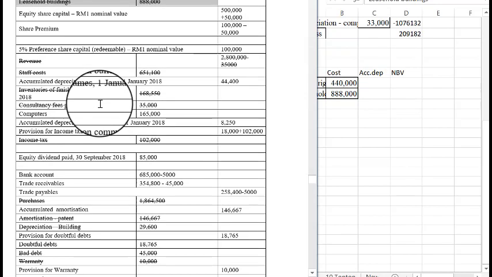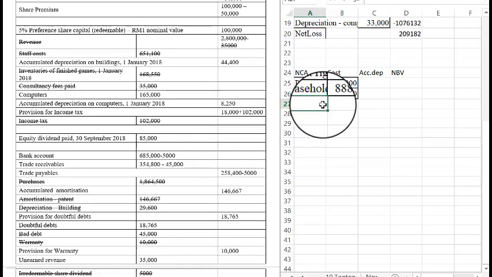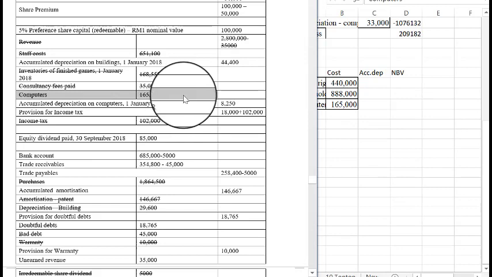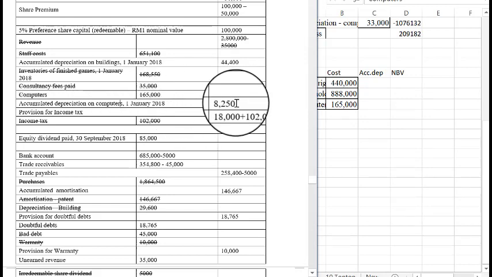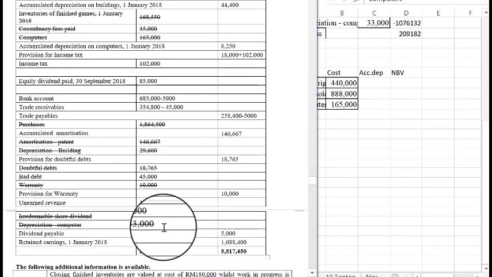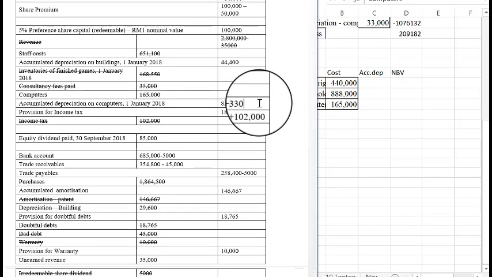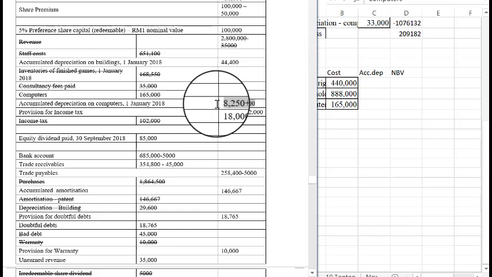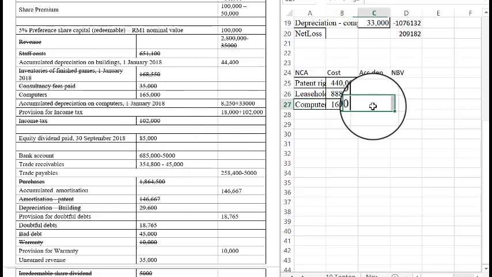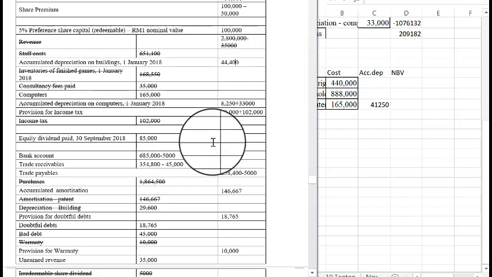Now then you have the computer. This is also a fixed asset. Okay, so this one done. Now accumulated depreciations for computer. Opening is this amount, but you have to plus current year depreciations. So the current year depreciation is 33,000. So here you have to plus 33,000. So in total, these two you should have, okay, depreciation for computer. You should have 41,250.